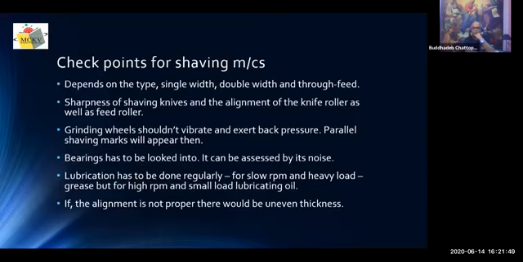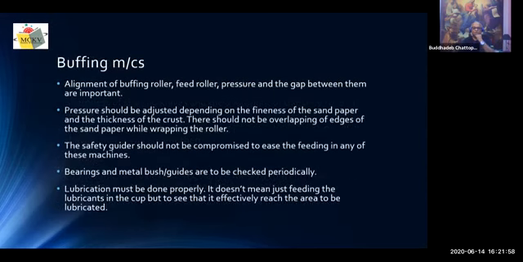If the alignment is not proper, there will again be uneven thickness, which will result in uneven feel and uneven softness. Buffing machine, one of the great problems with the buffing machine is that the sandpaper, the emery paper, wrapping has to be done properly so that there are no overlapping edges on the wrapping roller, because that is going to make a mark on the fleshing, on the buffing.